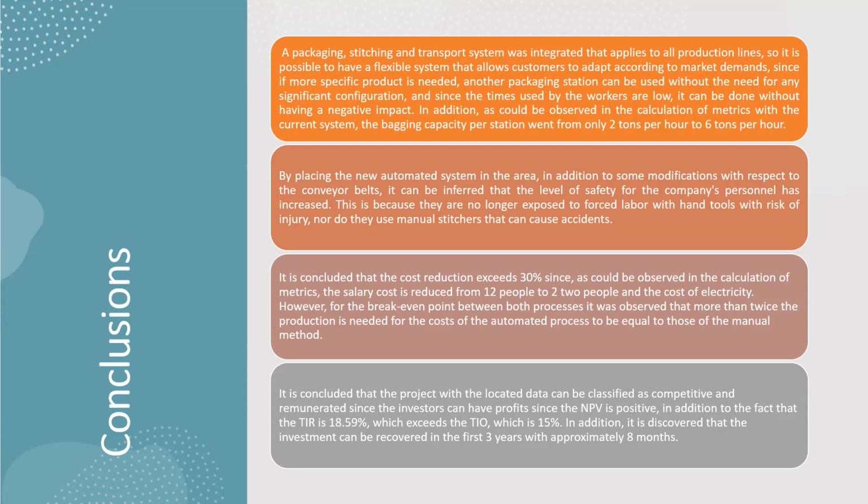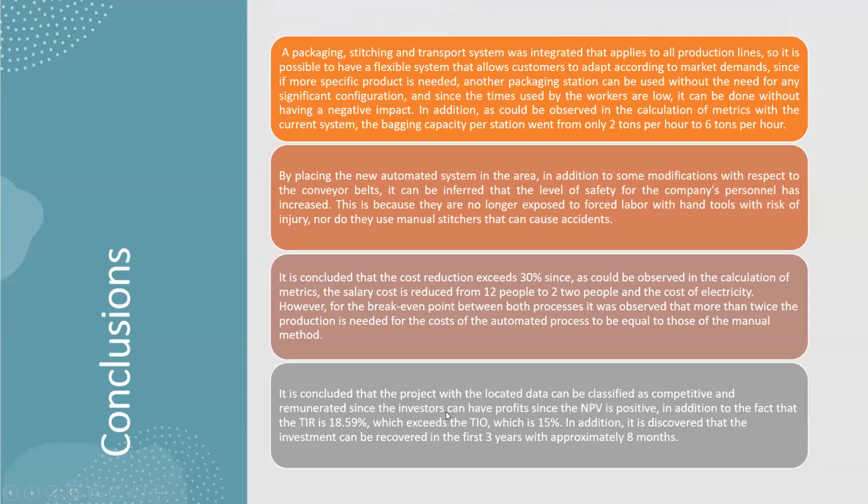For the third one, it's concluded that the cost reduction exceeds 30%, as could be observed in the calculation of metrics. The salary cost is reduced from 12 people to 2 people, who are the ones going to be operating the machines for sewing and bagging, and the cost of electricity.